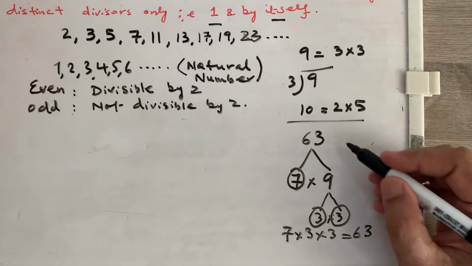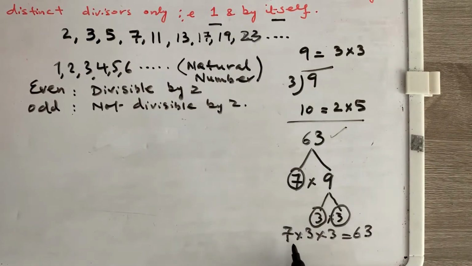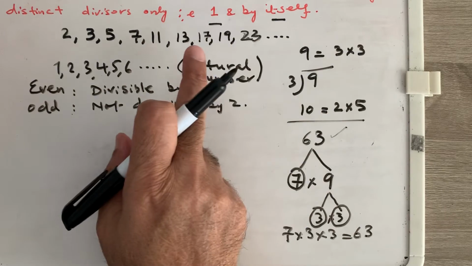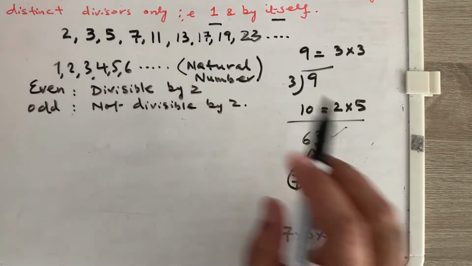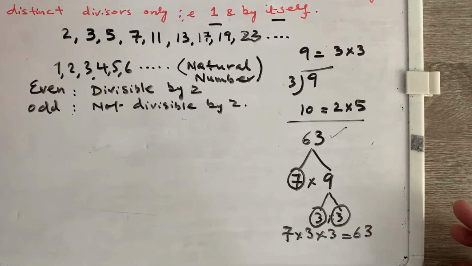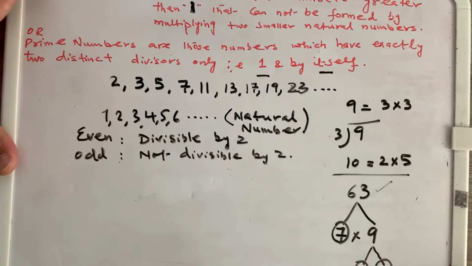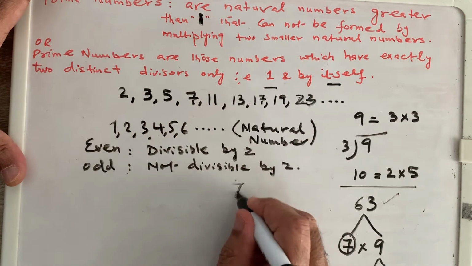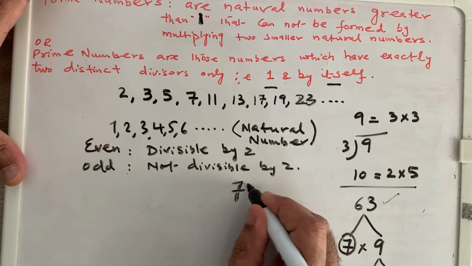So what are the prime factors of 63? That is 7 times 3 times 3, and these are all prime numbers. You can see from my list that 2, 3, 5, 7, 11 are the prime numbers. Right? So let's take another example: 72. Let's break down 72.